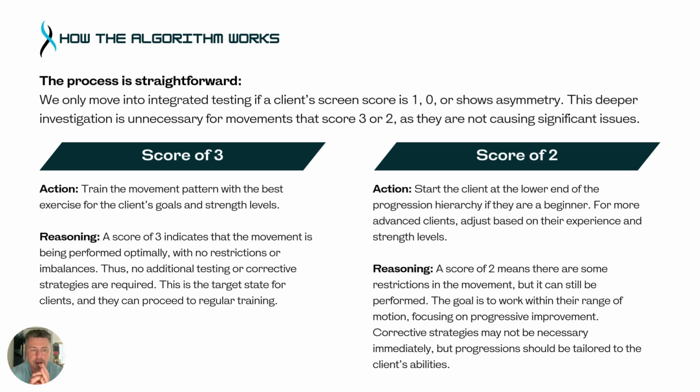If someone has a score of 3, what we do is we train the movement pattern with the best exercise for the client's goal and strength level. We have all that documented. So, for example, if they've got a score of 3, active straight leg raise, the best exercise for strength is a full barbell deadlift. The best exercise for hypertrophy could be a Romanian deadlift because that's probably a little bit better for hypertrophy. The best exercise for power could be a kettlebell swing or a broad jump because they've got the movement capacity to do that versus a kettlebell deadlift, for example, which is pretty obvious stuff, right?